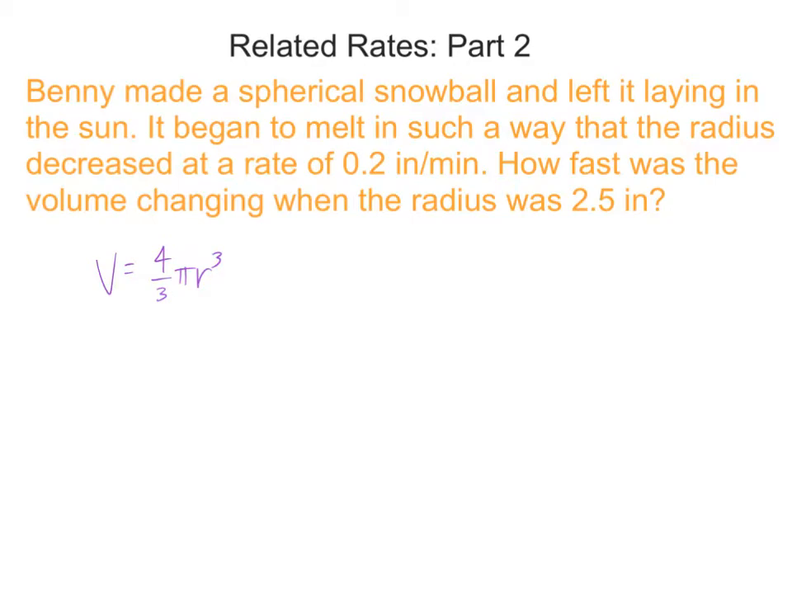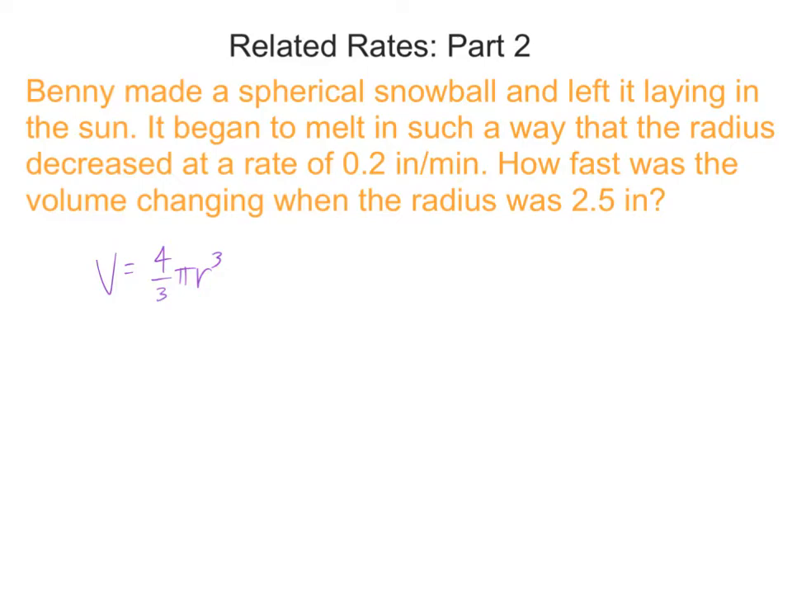We have Benny making a snowball. It's spherical in shape. He lays it out in the sun so it begins to melt. We are given that it melts and its radius decreases at 0.2 inches per minute. How fast was the volume changing when the radius was 2.5 inches?